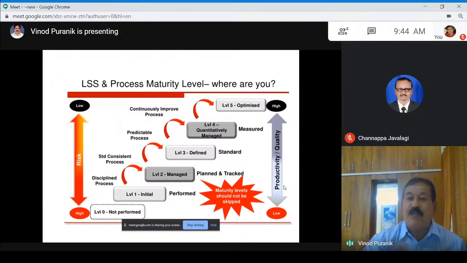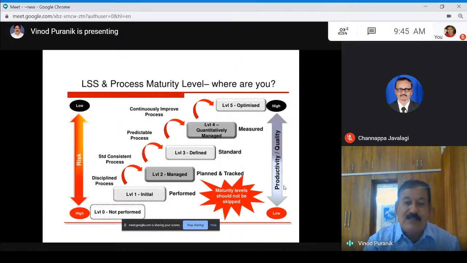Again, the process maturity level, where you are actually. So when you look at the risk, we know that for any new projects, or even in Six Sigma projects, the risk is always there with us. If you look at this particular slide, you will come to know how the things are there. When you are not performing, the risk is high.